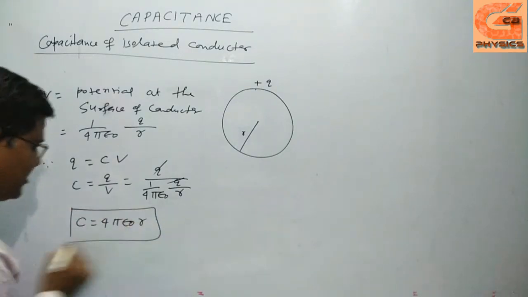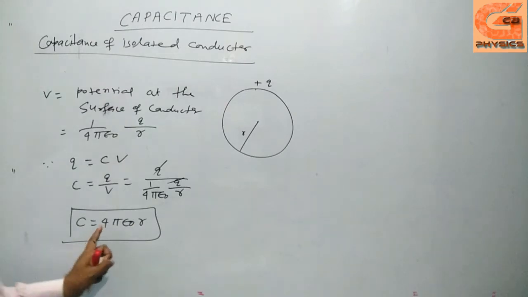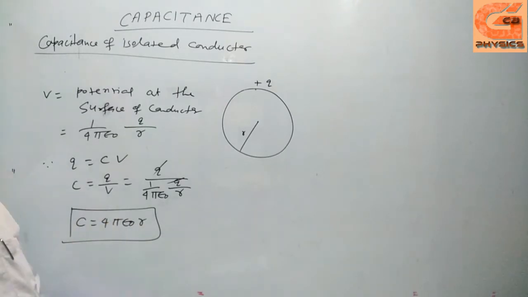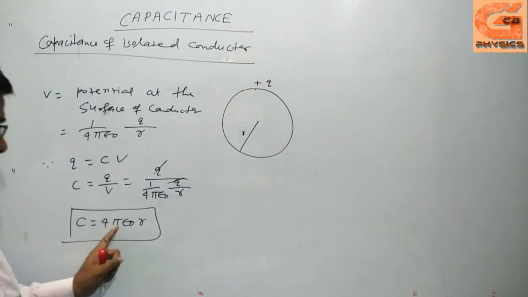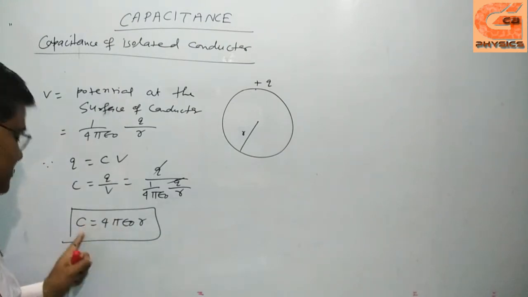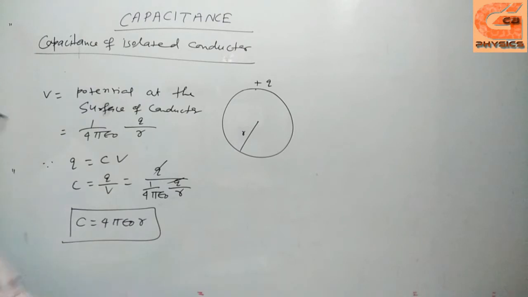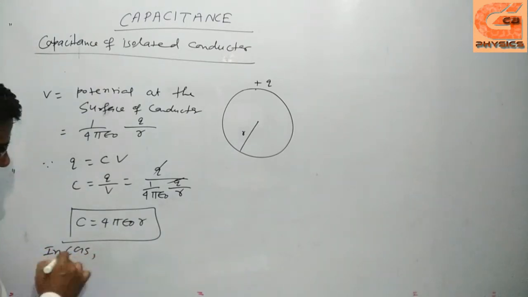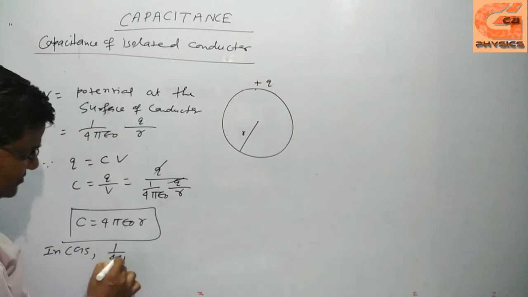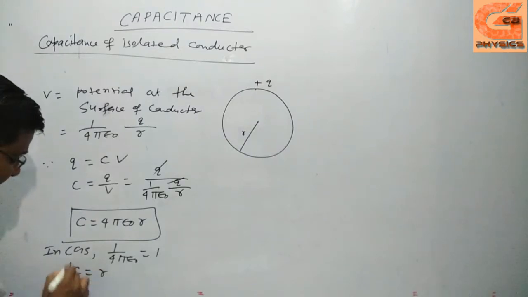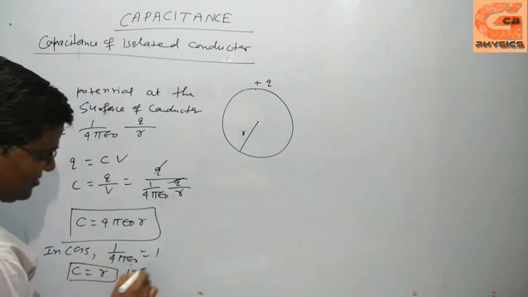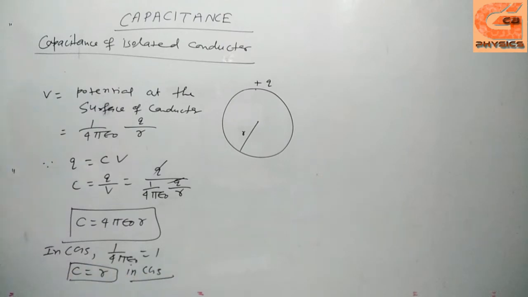This is very important: C is 4 pi epsilon naught R. If it is in CGS, then C equals R. In CGS, 1 by 4 pi epsilon naught equals 1, and that is why C equals R. But in CGS, be careful about this.